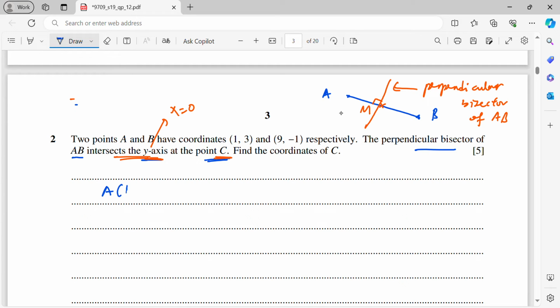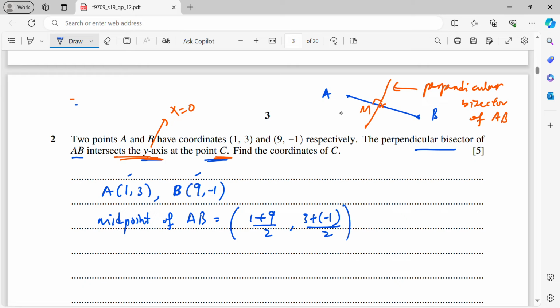So my A has coordinates (1, 3), my B is (9, -1). The midpoint of AB is basically the average of the x and also the average of the y. So (1 plus 9) divided by 2 for the x coordinate, and then (3 plus -1) over 2. So from here, you will be getting 10 over 2, and then 2 over 2, and this is going to be (5, 1). That is the midpoint of AB.